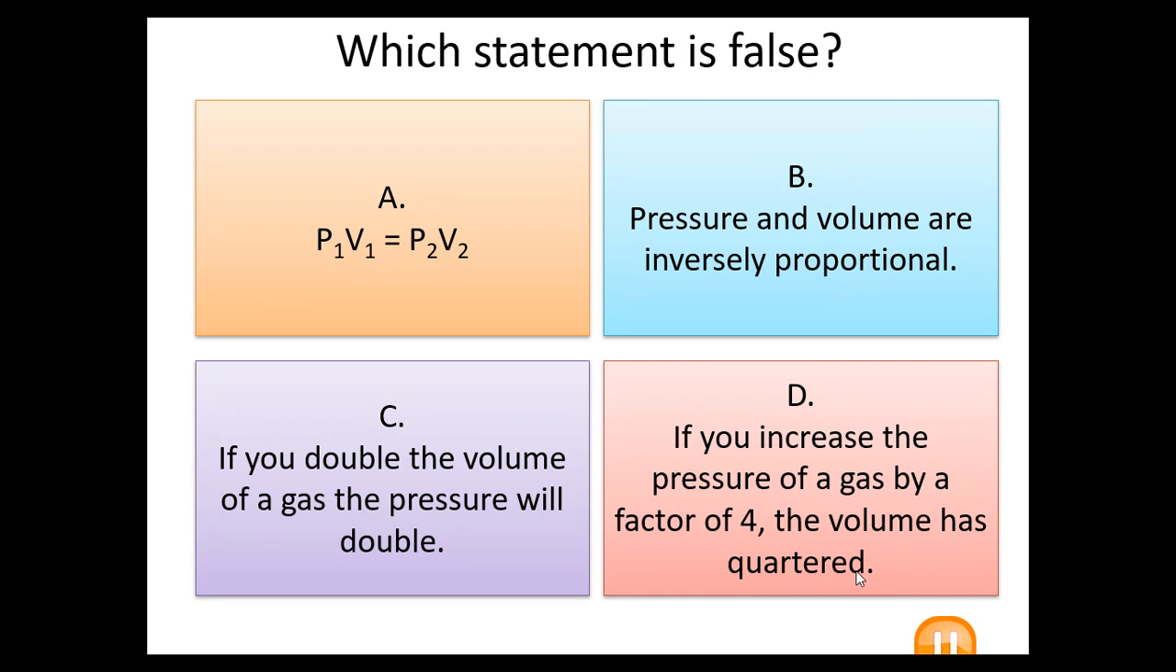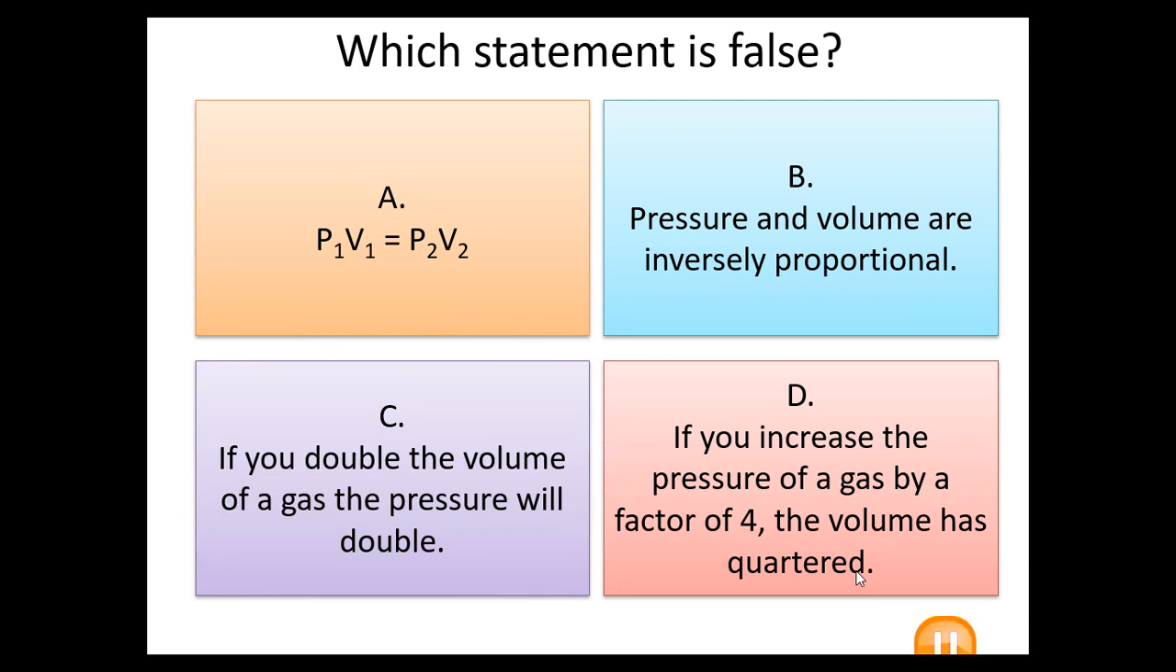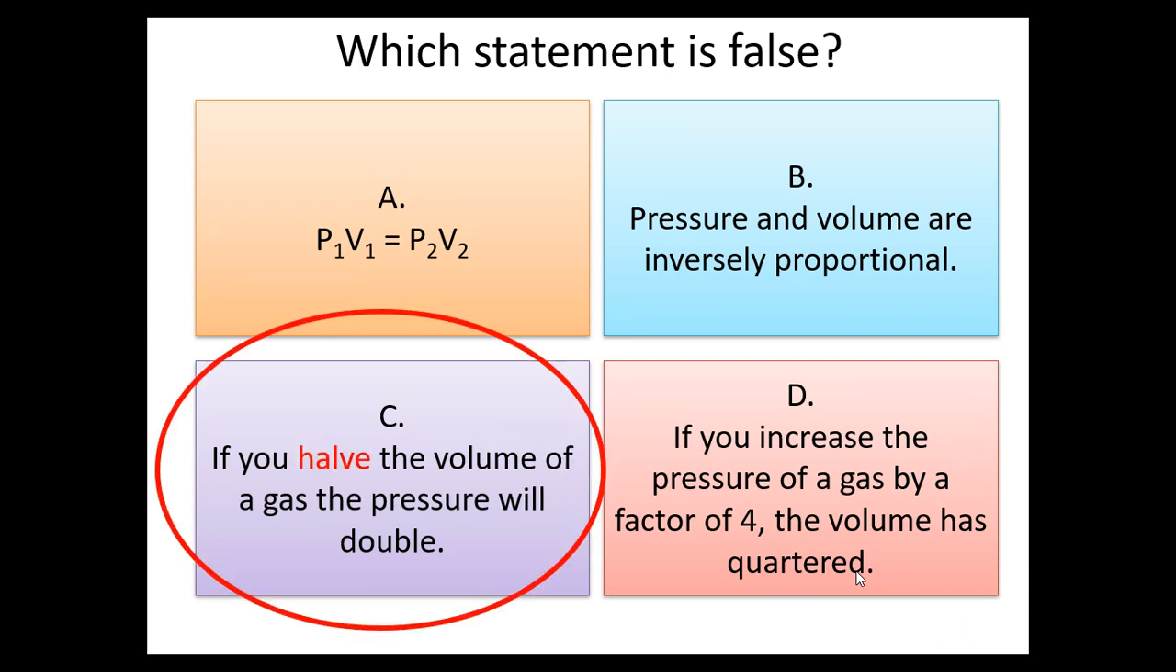So again, let's bring together some of these ideas. Which statement is the porky pie? Pause the video, see if you can spot it, year 10. Okay, did you get it? Okay, it was C. So if you double the volume, the pressure will double. That's not correct, year 10. If you halve the volume of a gas, if you make it twice as small, then the pressure will then double.